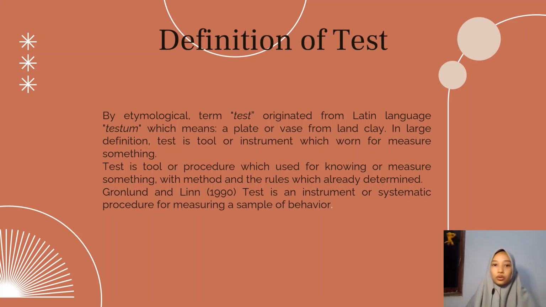In the first section, we have the definition of test. The etymological term test originates from the Latin word testum, which means a plate or vase made from clay. In a broad definition, a test is a tool or instrument used to measure something. So we can say a test is a tool or procedure used for knowing or measuring something with a method and rules which are already determined. Greenland and Lynn, 1919: a test is an instrument or a systematic procedure for measuring a sample of behavior.